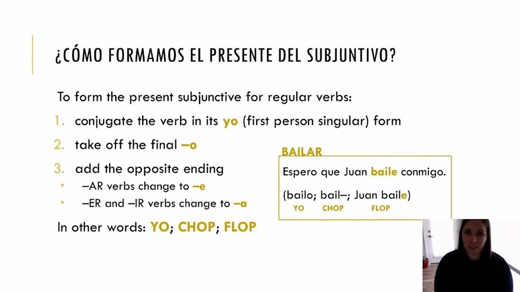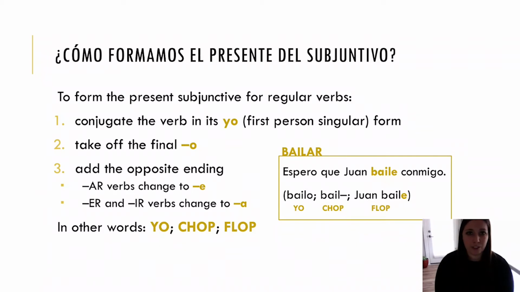¿Cómo formamos el presente del subjuntivo? To form the present subjunctive for regular verbs, you're going to do 3 different steps. So first, you're going to conjugate the verb in its yo form, the first person singular. Second, you're going to take off the final O of that yo form. And third, you're going to add the opposite ending. So if you have an AR verb, the ending is going to change to an E. And if you have an ER or an IR verb, you're going to change to an A.